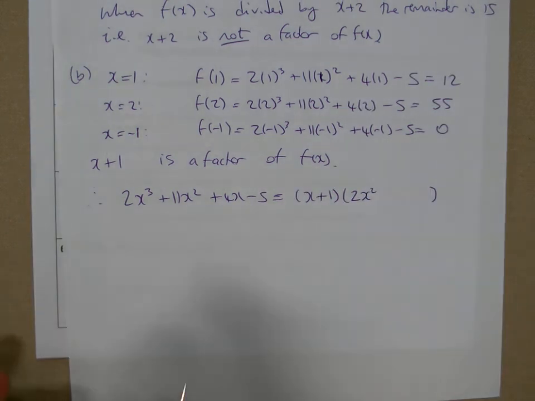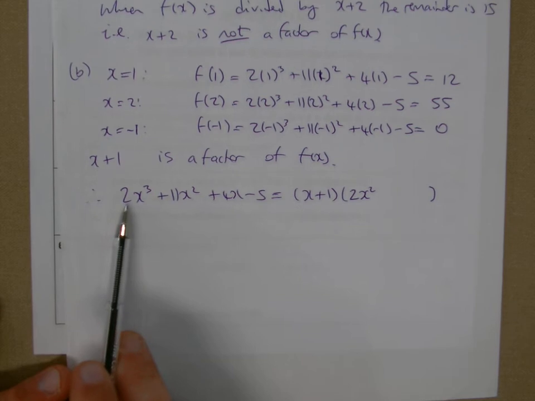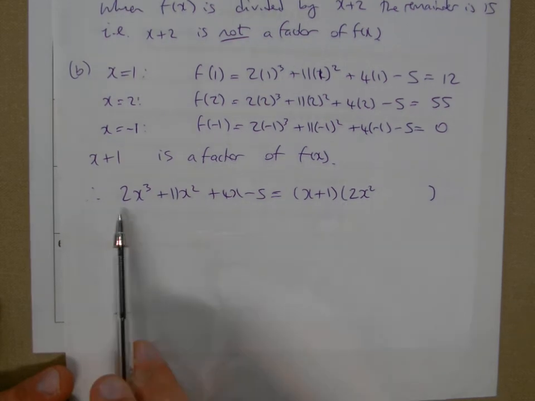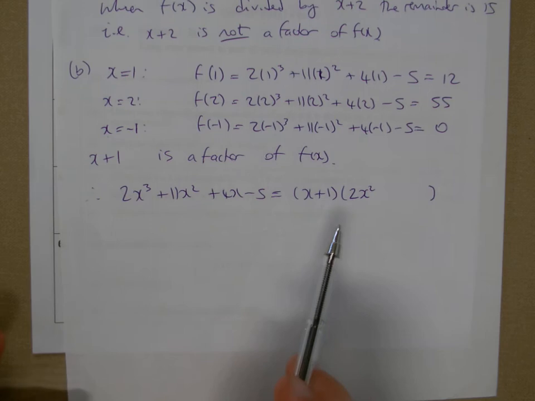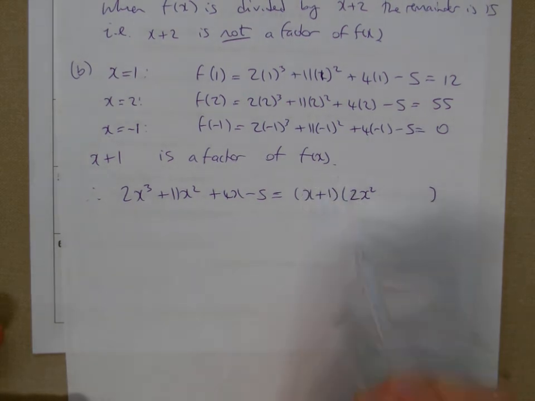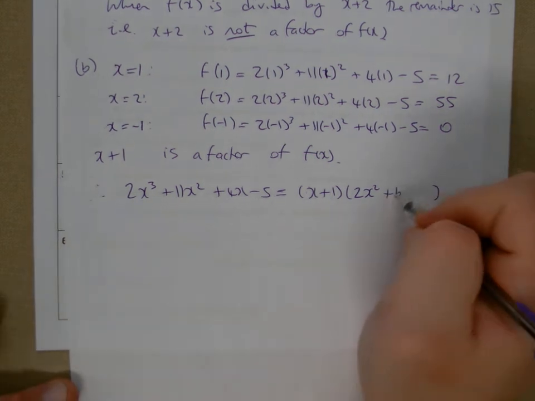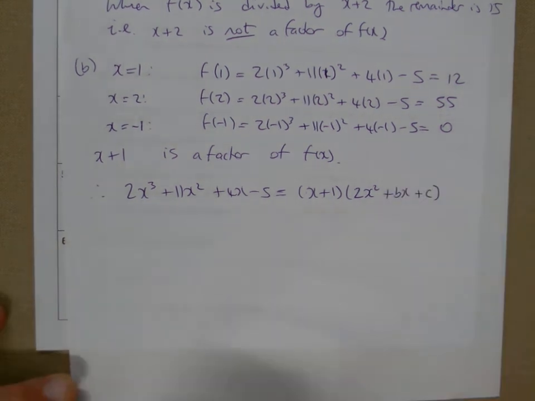Okay, I know that because all you do is look at what's in front of that x cubed there. Whatever that value is, you put there. So because it's a 2, that's why it's 2x squared. And you can see why, when you multiply out, x times 2x squared gives me the 2x cubed, right? See why that works. I don't know what b is, I don't know what c is. So I'm going to do that now.